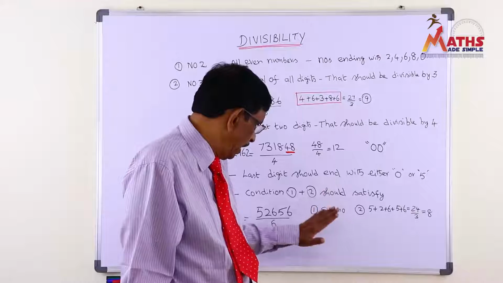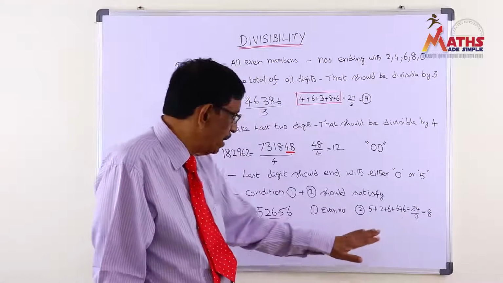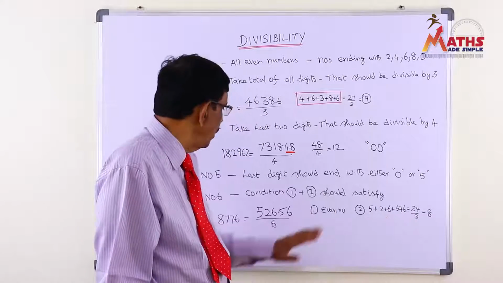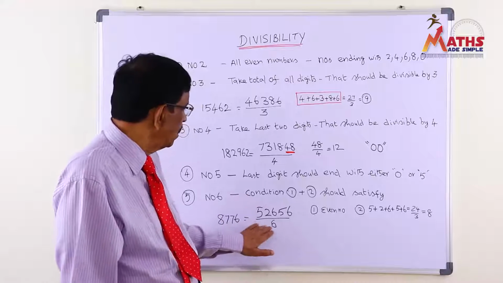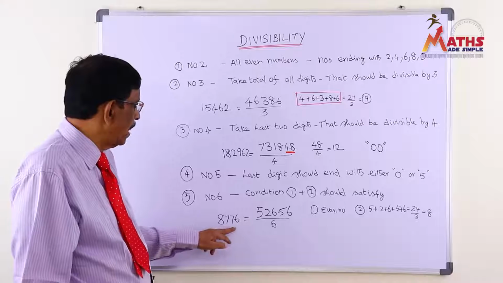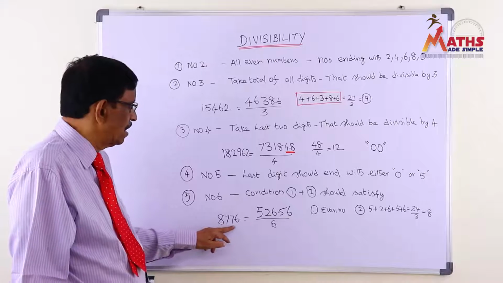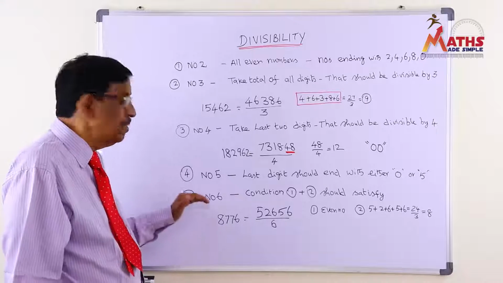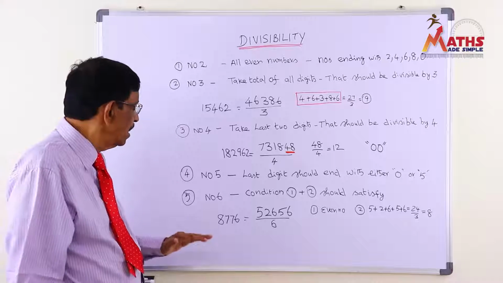So it is an even number divisible by 3. When this is the situation, the whole number is divisible by 6. When I divide it, this is the answer I am getting. 8776 is the answer. This is how divisibility of number 6 is seen.